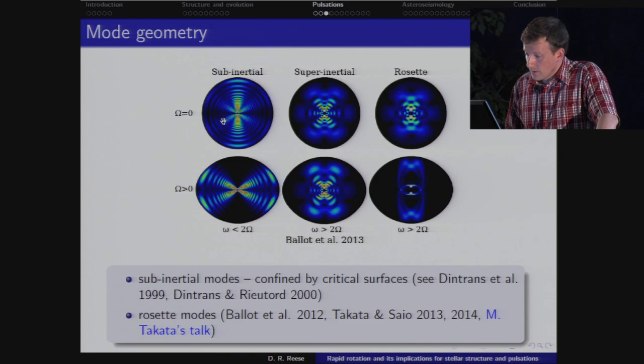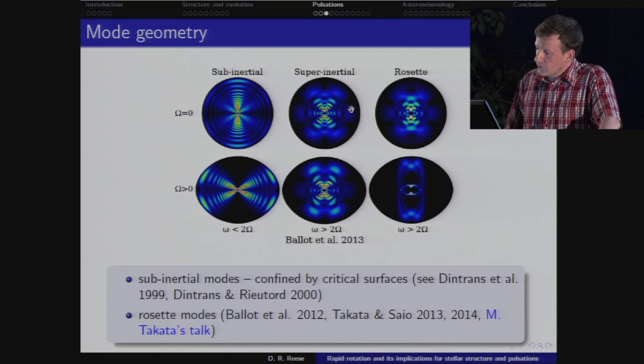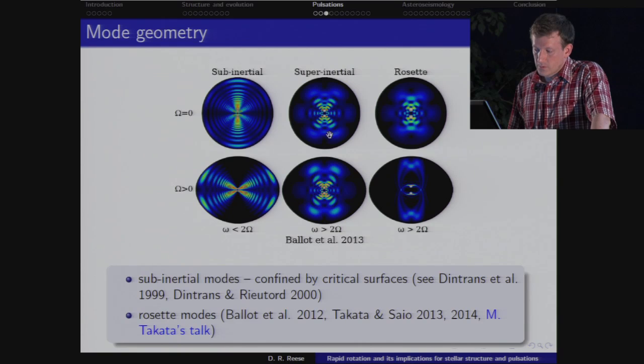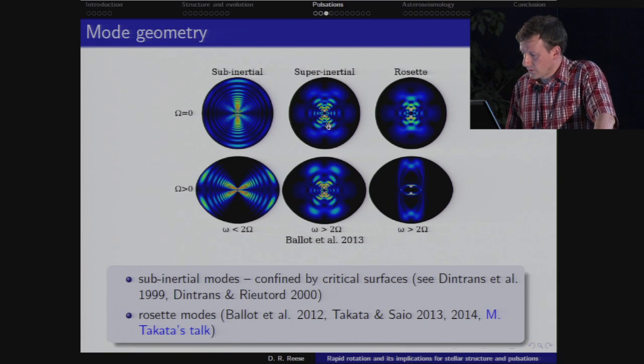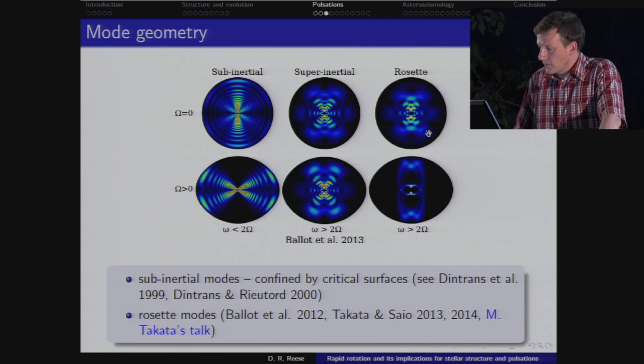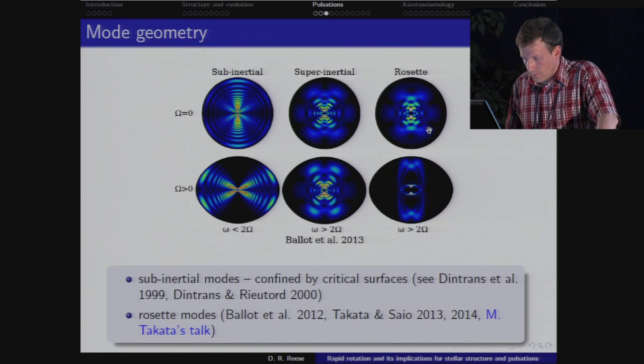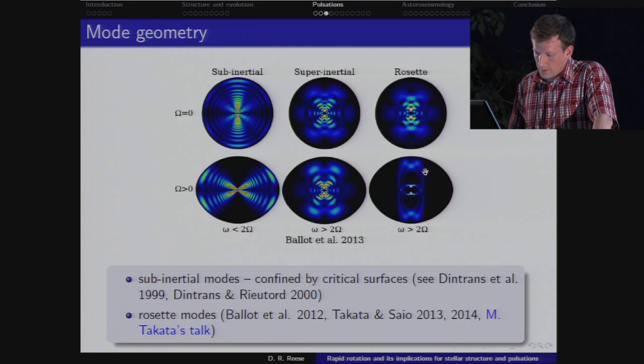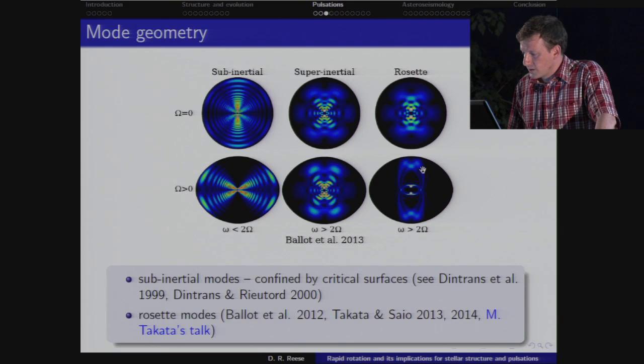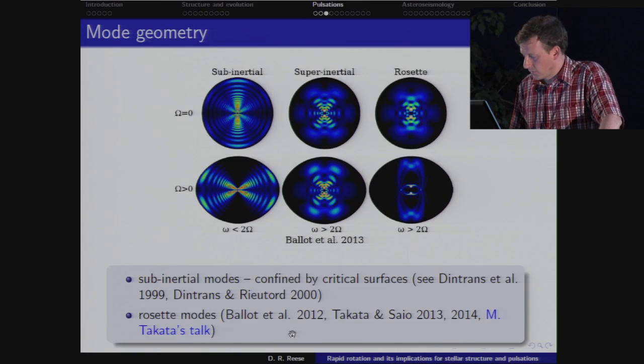And so you can see that this mode, at sufficient rotation rates, goes into the subinertial regime, and it is confined in the equatorial region. Then you have superinertial modes, which really look quite a bit like their non-rotating counterparts. And then you have another very special type of mode called rosette modes, which take on a very different geometrical shape, which looks like a rosette. And we'll hear more about these modes in Masao's talk, which is right after mine.